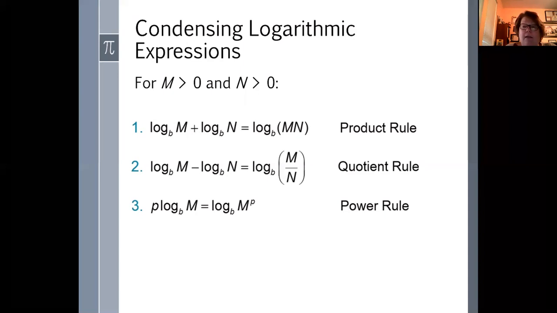And last but not least, the power rule. If you have a factor outside of a logarithm, you can take that factor into the logarithm as an exponent on whatever you're taking the log of. So the power rule in reverse. So p times the log base b of m is equivalent to the log base b of m to the p. So now let's use these rules in reverse to condense a logarithmic expression.